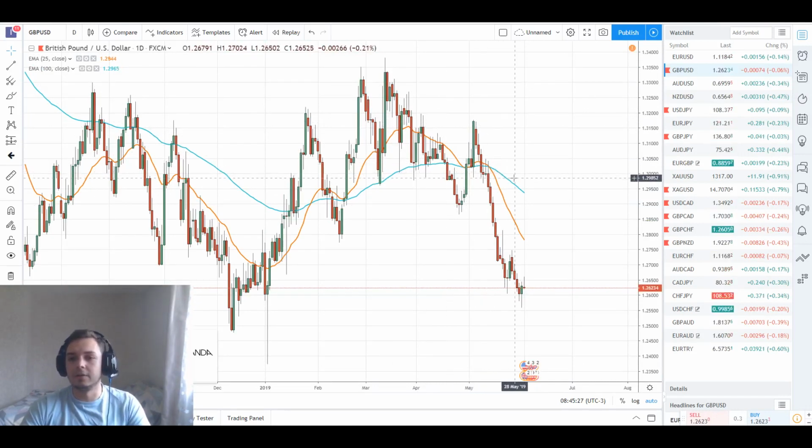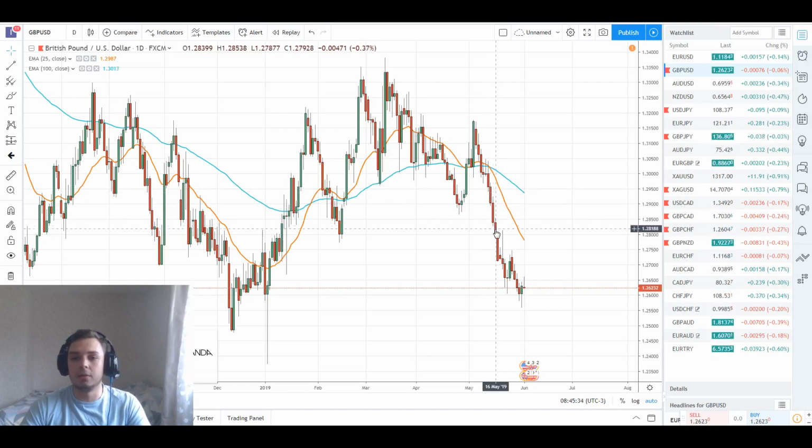So as you can see, all these pairs are here. Obviously there was a crossover. As you can see, that's where it crossed, and look, the market just went down, down, down, down. And you know how many pips you would have made?